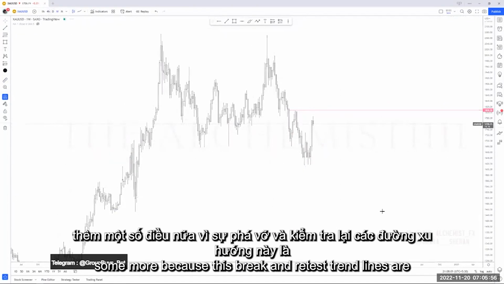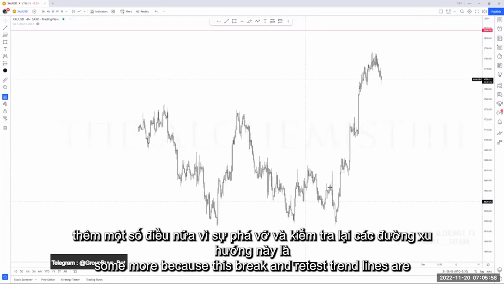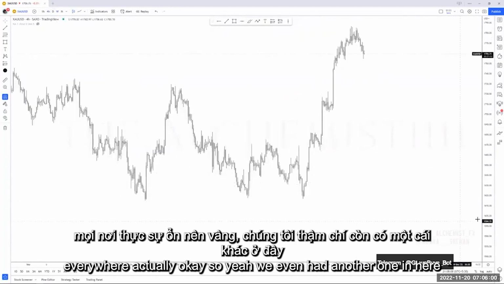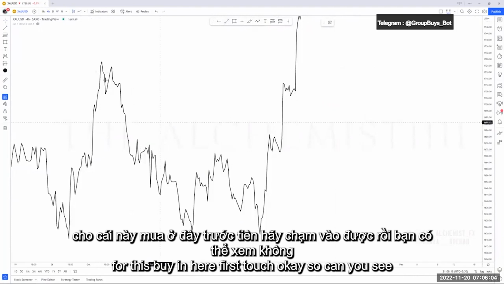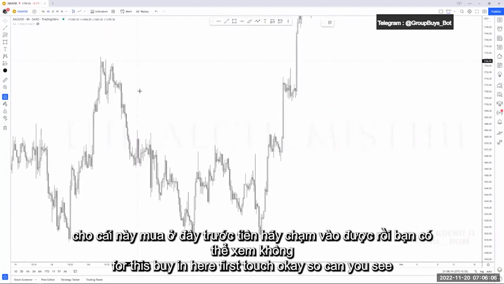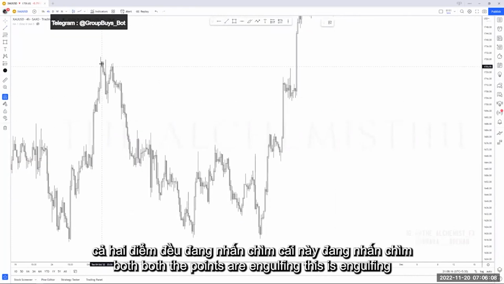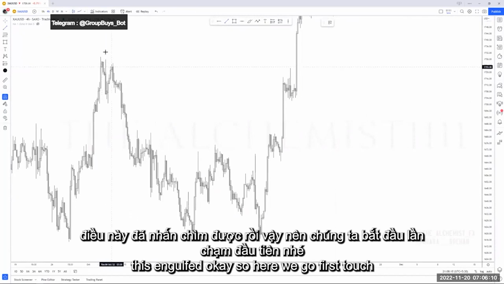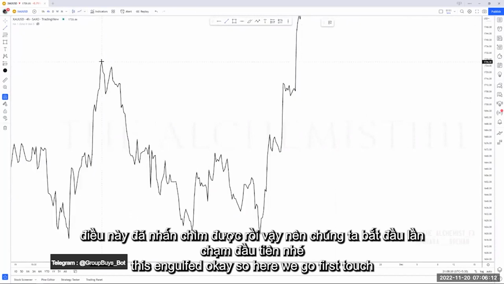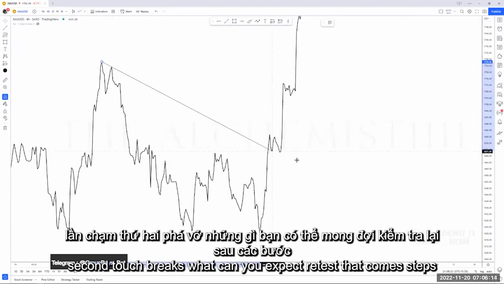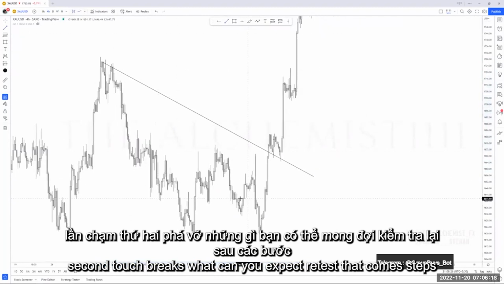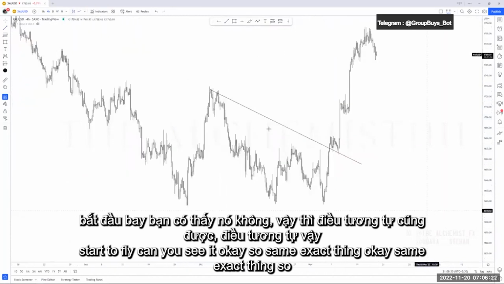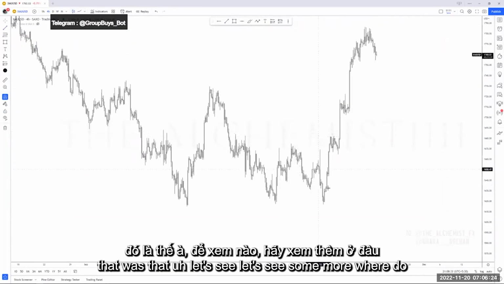So let's see some more, because these break and retest trend lines are everywhere actually. We even had another one in here for this buy. First touch. Can you see both the points are engulfing? This is engulfing. This is engulfed. So here we go. First touch, second touch, breaks. What can you expect? Retest. There it comes. Taps, starts to fly. Same exact thing.